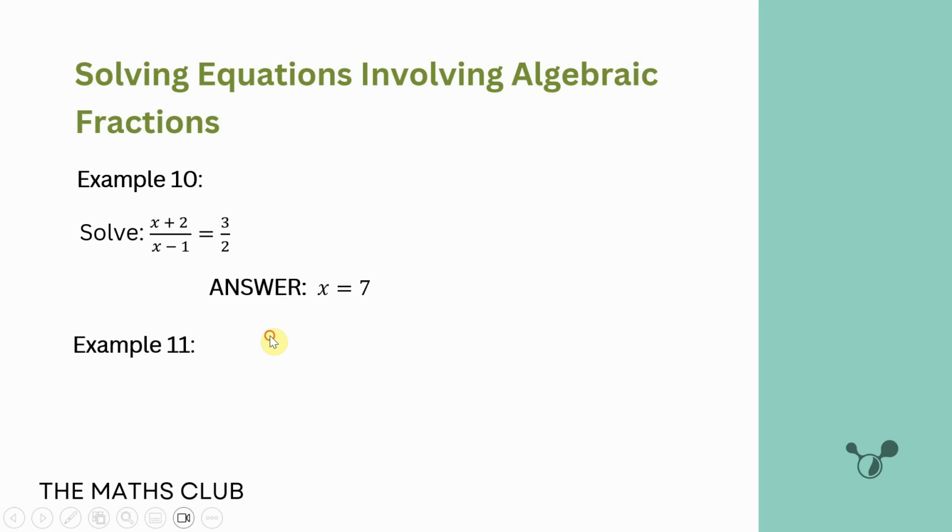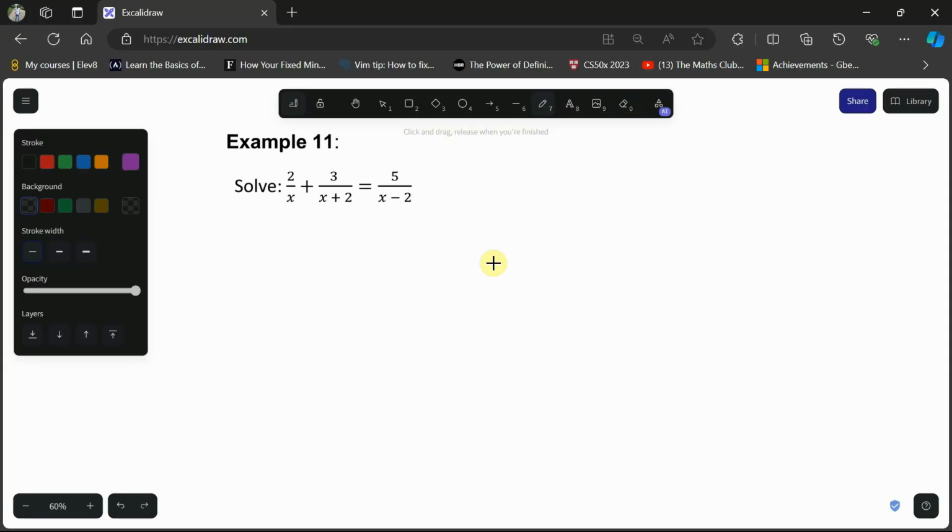Great. Example 11 says that we should solve 2 over x plus 3 over x plus 2 is equal to 5 over x minus 2. I want you to pause the video and try this out yourself. Welcome back. Let's solve it together. So I'll take the left hand side and simplify it first.